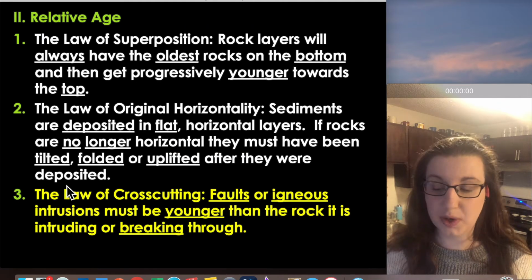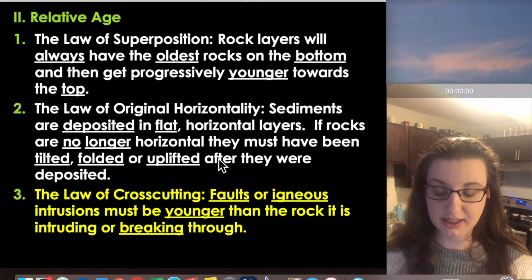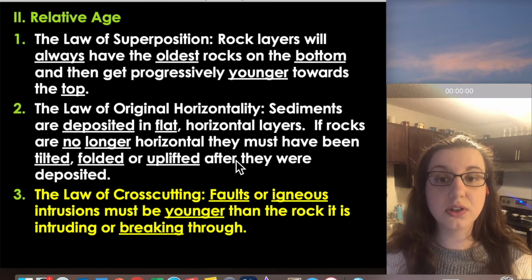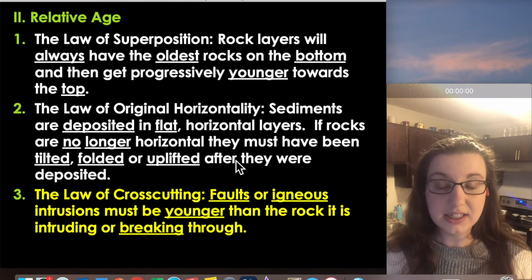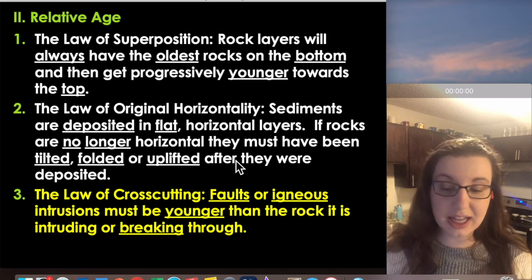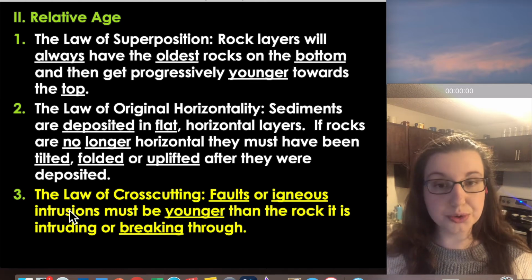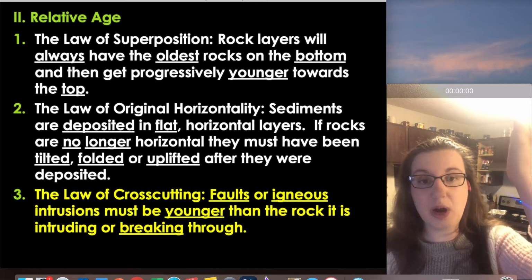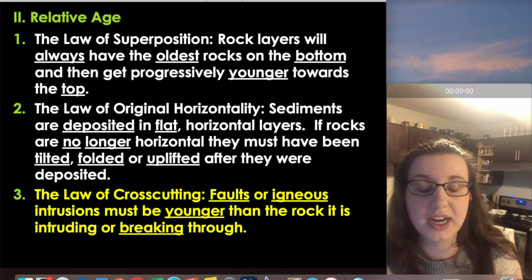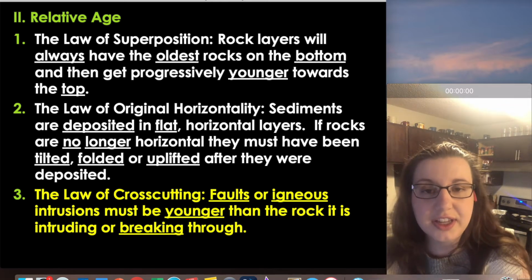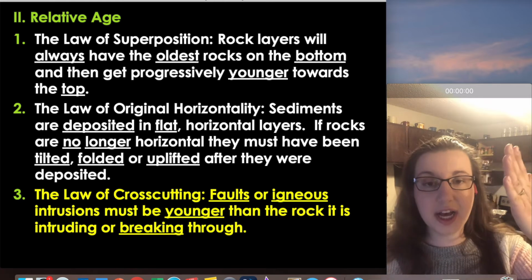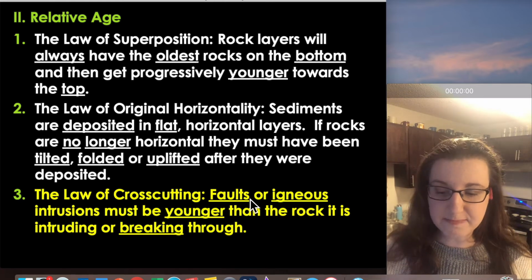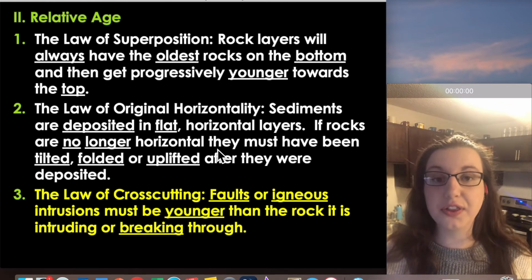And then the last one, the law of cross-cutting. So faults, like faults in a tectonic plate where an earthquake might happen, a fault line, or igneous intrusions. So basically columns of igneous rock that come up, because we again know that igneous rock comes from magma underneath the earth. So magma might shoot up through the crust for whatever reason. If there are faults or igneous intrusions, they must be younger than the rock they're going through.